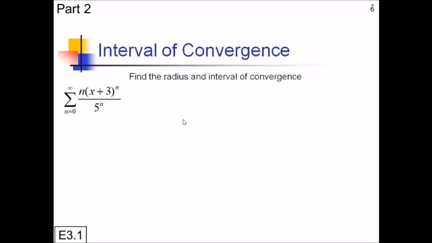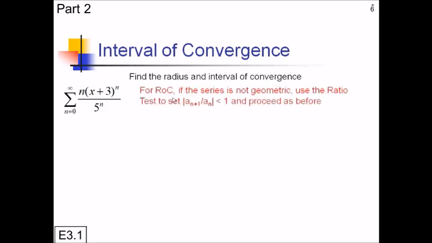For this next example, we're trying to find radius and interval of convergence for this series. Now this one you might notice is not geometric. It's close, but this n over here kind of messes things up because it's not an exponential part. So for radius of convergence, if your series is not geometric, we're going to use the ratio test instead. So instead of doing common ratio less than 1, we're going to do the nth ratio, the n plus 1 term over the nth term, absolute value less than 1. Pause the video and start setting up that ratio test.